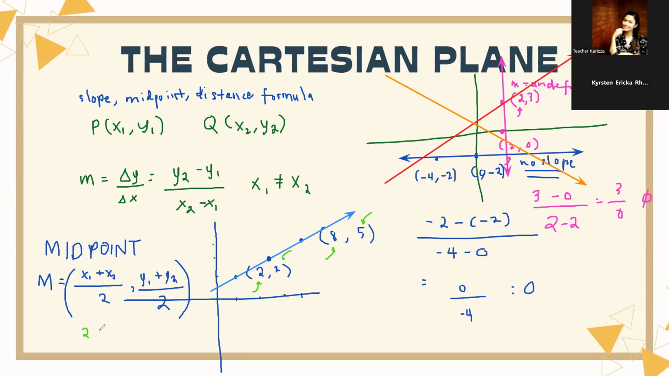We have 2 plus 8 over 2 and 2 plus 5 over 2. So we have 10 over 2 is 5. And then we have 7 over 2. Right? So the midpoint here is 5, 7 over 2. So by default, we use fraction form, unless specified or your question is written in decimal point form, then you use decimal point. But any other time, the default is always to use the fraction form.